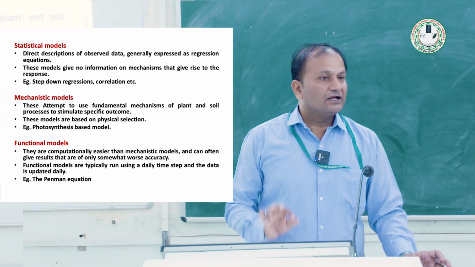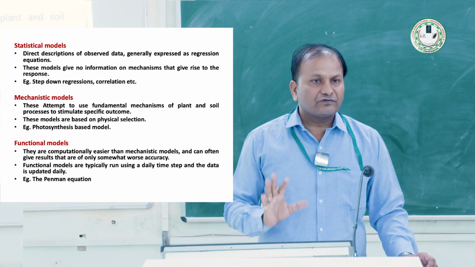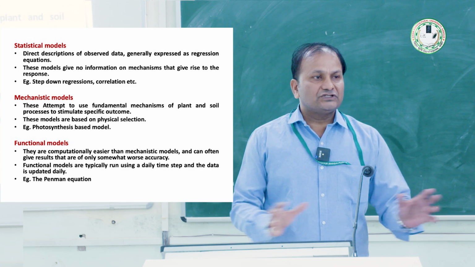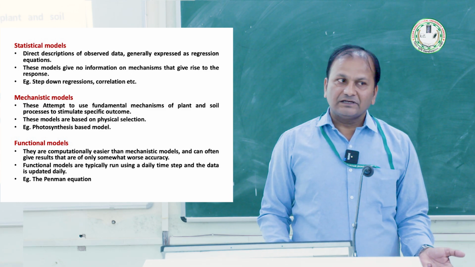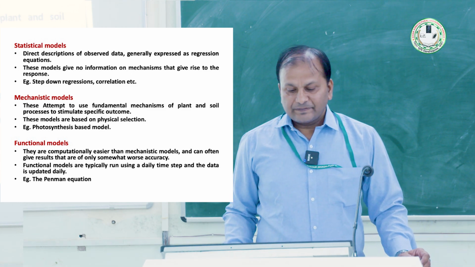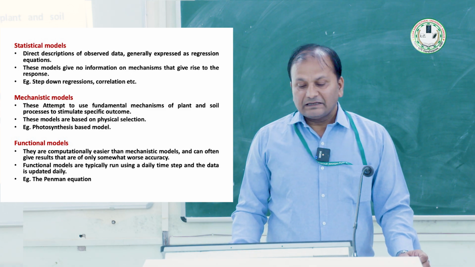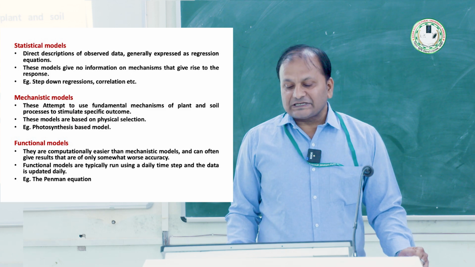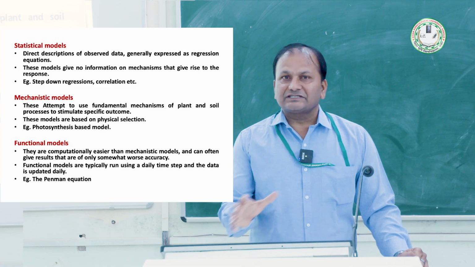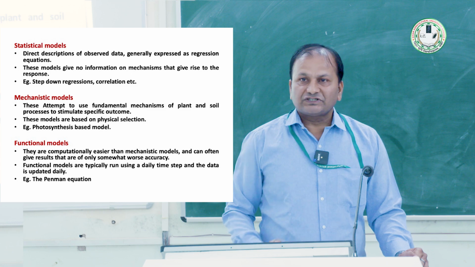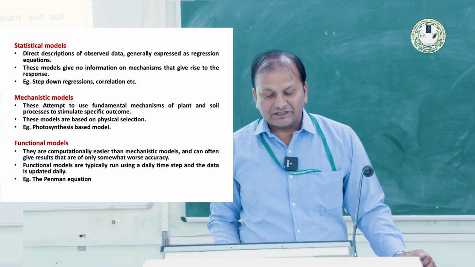It is giving only the number of grains, weight of the grains, plant height; these are all changing, so yield will be changing. That is the demerit of statistical models. Then, for example, step down regression, correlation, etc. These all are statistical models, examples of statistical models.